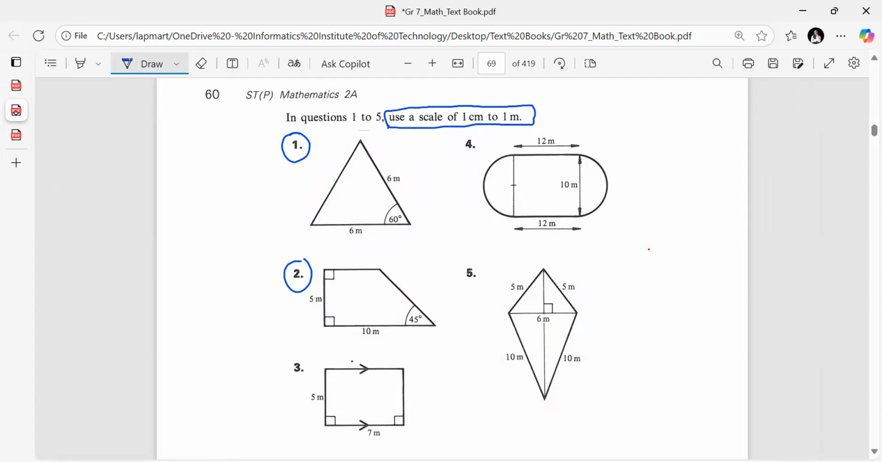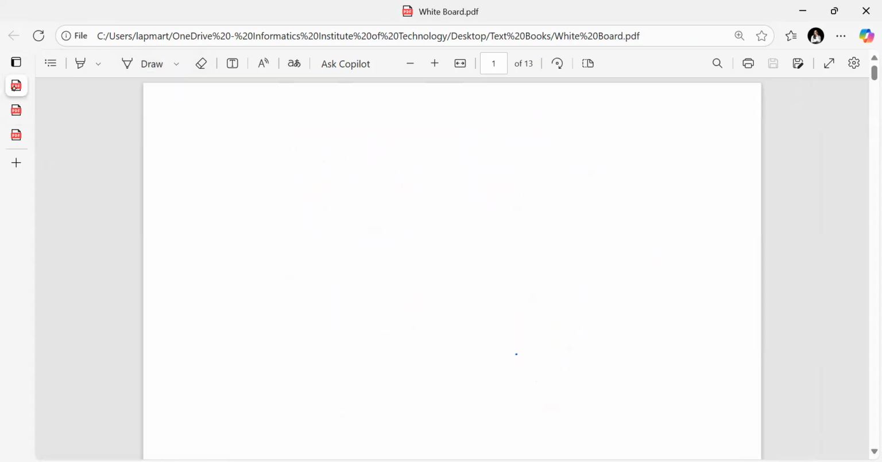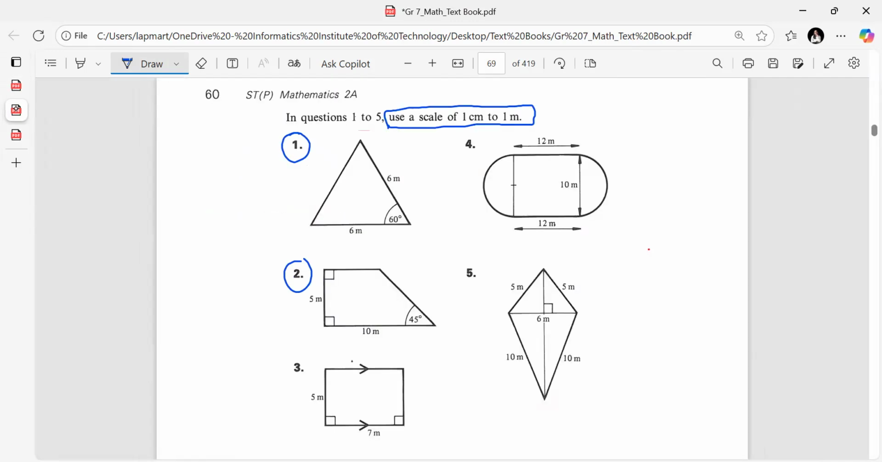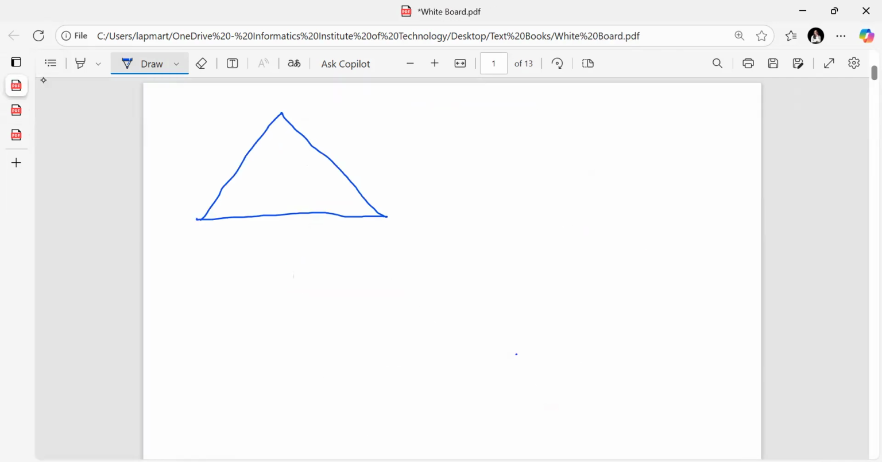Now, what I asked you to do first: when you're doing something, first you want to draw the real image, as they have given. What's the real image? 6 meters, 6 meters. So this is 6 meters and this is 6 meters, and they have given this as 16. These are the information you have.